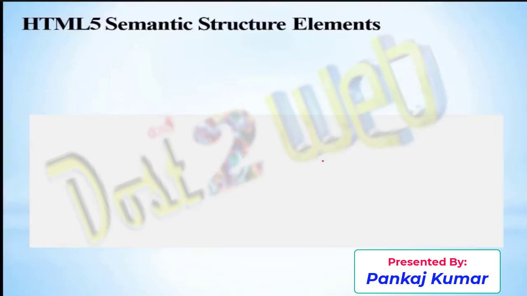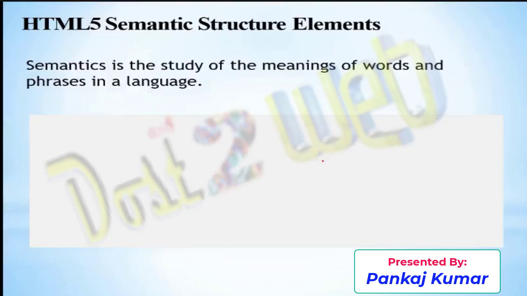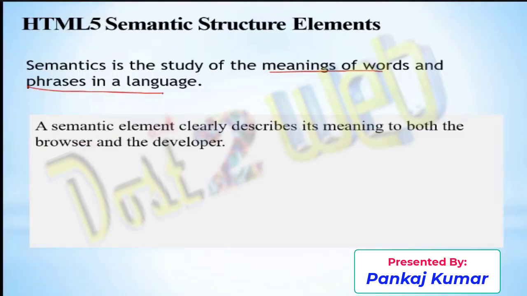Something called HTML5 semantic structure elements. That means in HTML5, what is the structure and what are the elements we have? Okay. So semantics is the study of the meaning of words and phrases in a language. So a semantic element will clearly describe its meaning to both the browser and the developer.